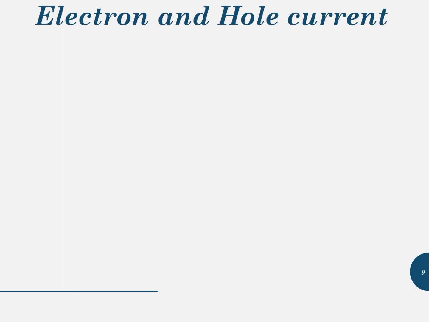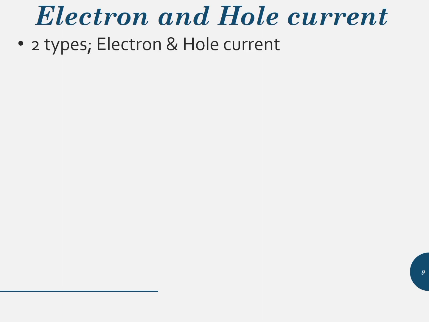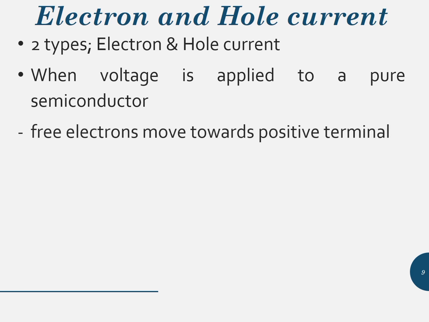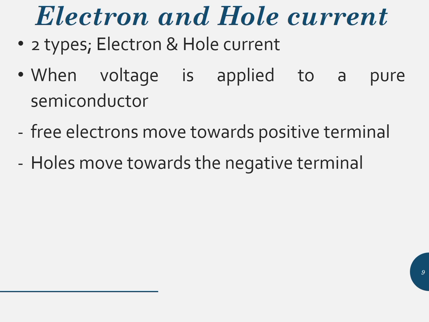Now we will understand electron and hole current. There are two types of current produced in a pure or intrinsic semiconductor. First is electron current and second is hole current. When a voltage is applied to a pure or intrinsic semiconductor, the free electrons move towards the positive terminal of a battery and holes move towards the negative terminal of a battery.